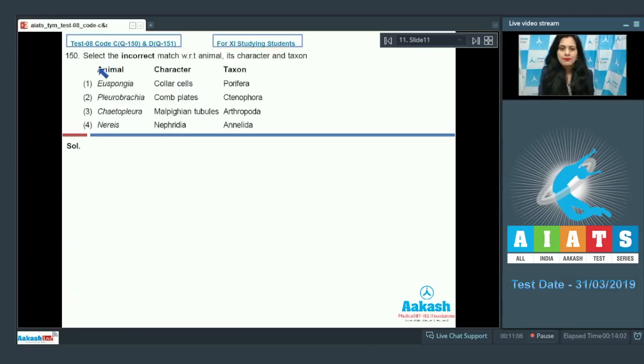Question number 150. Select the incorrect match with respect to animal, its character, and taxon. And the very first option given is Euspongia, character given is collar cells, and taxon is Porifera. And as it is a correct match, so this cannot be a correct answer to our question. Because Euspongia, also known as bath sponge, belongs to the phylum Porifera, and the characteristic of this phylum is collar cells or choanocytes, which line the canal system or spongocoel of poriferans.